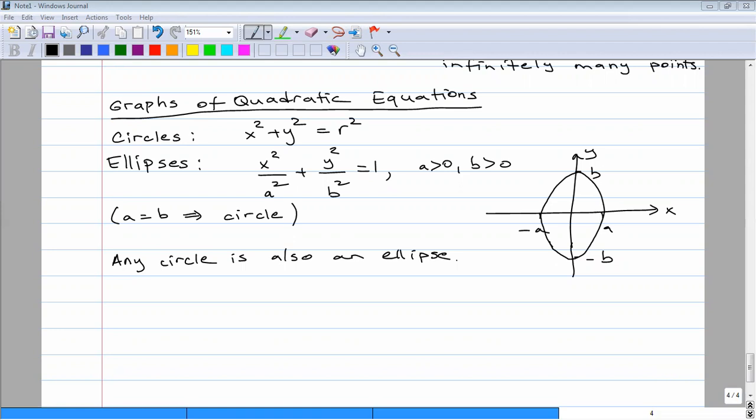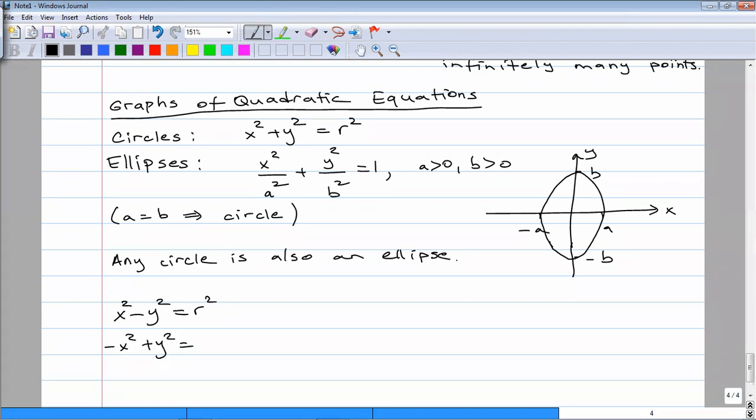Okay, now in the equation x squared plus y squared equals r squared, if you take one of the terms with a negative sign, something like, say, x squared minus y squared, or minus x squared plus y squared, then you get what we call a hyperbola.